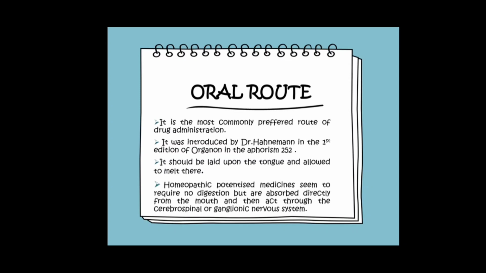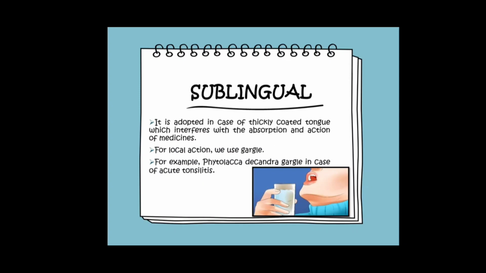Coming to the sublingual route, it is adopted in case of a thickly coated tongue which interferes with the absorption and action of medicines. For local actions, we use gargles. Gargles are solutions of drugs for local action in the mouth or throat. For example, Phytolacca decandra gargle in case of acute tonsillitis.